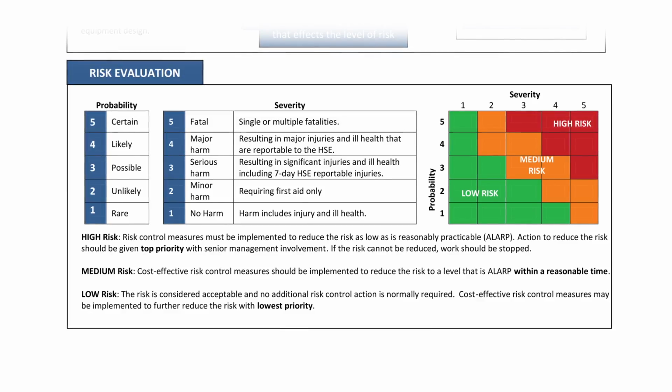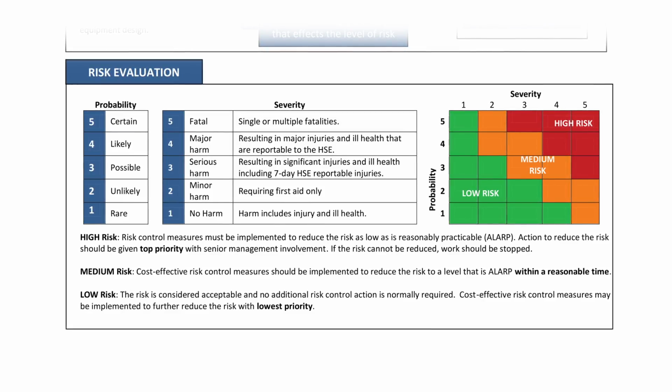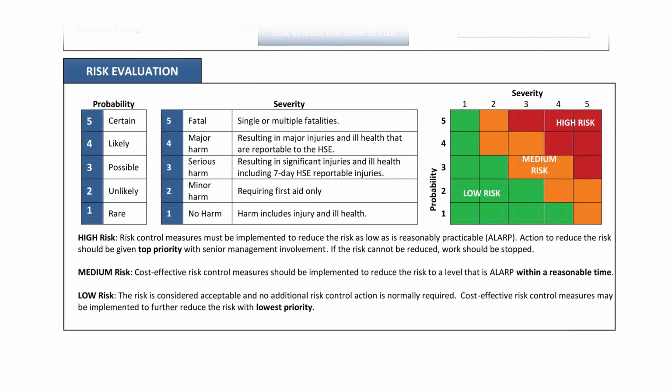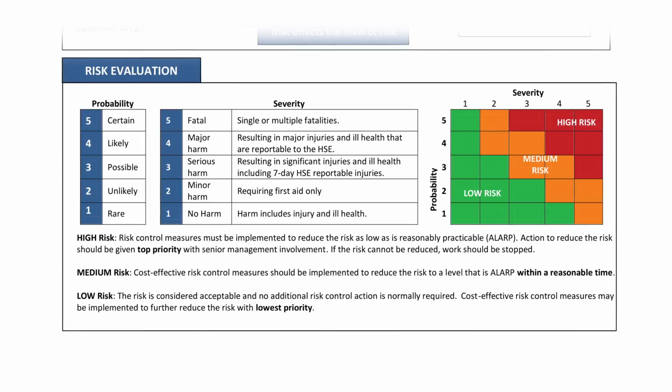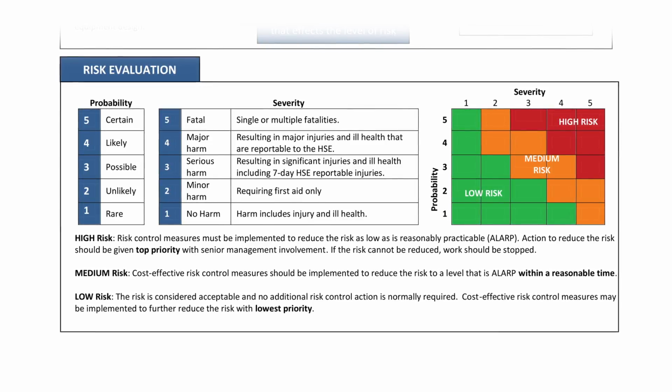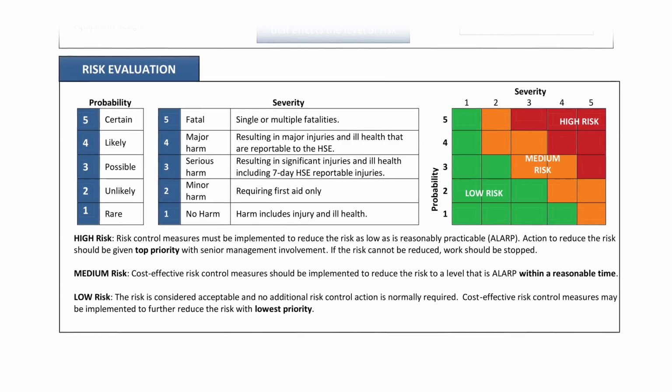For high risk, risk control measures must be implemented to reduce the risk as low as is reasonably practicable. Action to reduce the risk should be given top priority with senior management involvement. If the risk cannot be reduced, work should be stopped.